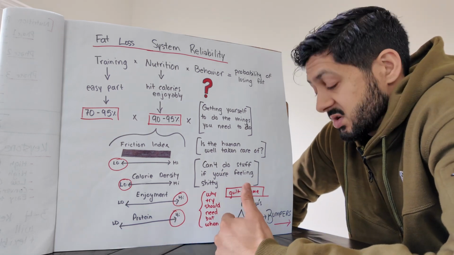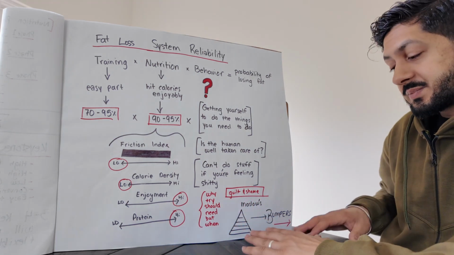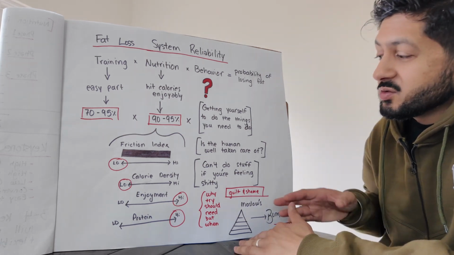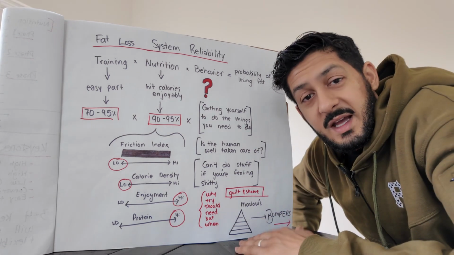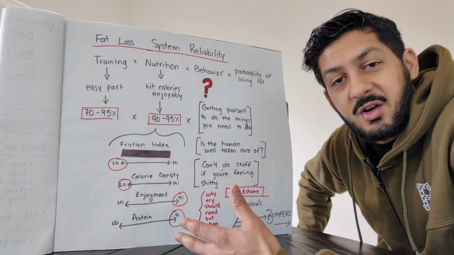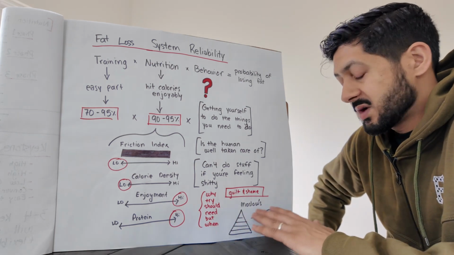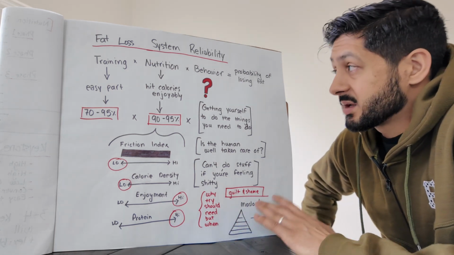I don't want to make this video too long. And the bottom piece of this: how do you make sure the human is well taken care of? That goes into Maslow's hierarchy of needs. I want to spend a little bit of time on that, so we'll make another video.